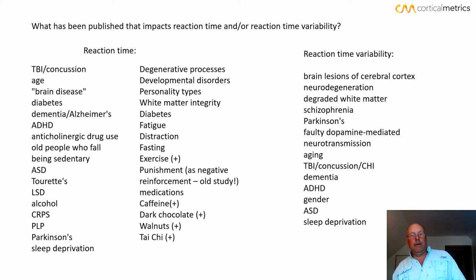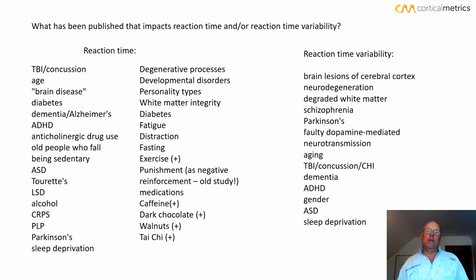Basically, I really like punishment as a negative reinforcement, which is an old study. This was done in 1965, full disclosure. I was 7 years old, so I had no part in it. In that case, the participants received an electric shock if they were too slow, and they found the results were that they got faster. Not quite as fun as taking caffeine or dark chocolate to get faster, but those things do work.